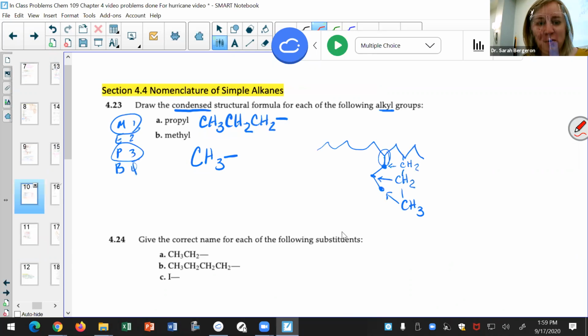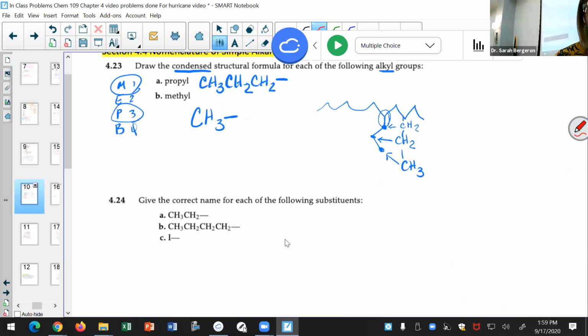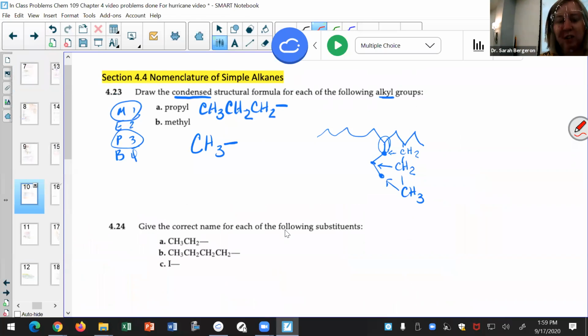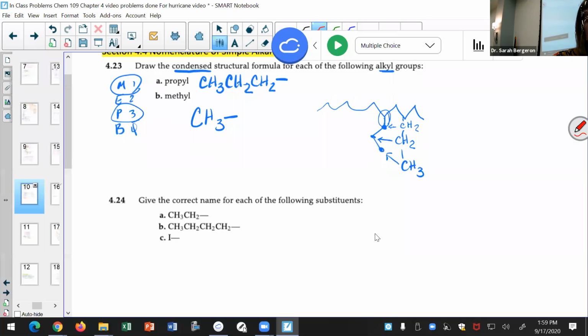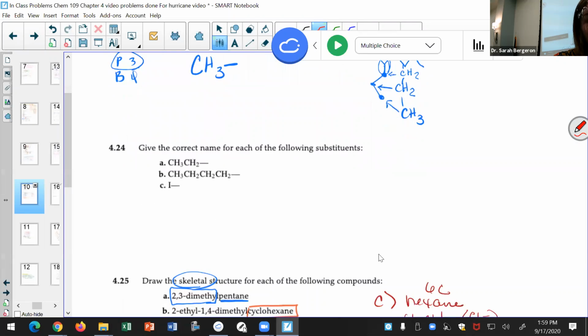Here we go, 4.4. So you should be on section 4.4 and we start on 4.24, right? Am I on the right one? Okay. All right, so give the correct name for each of the following substituents. Now be careful. What is the definition of a substituent?